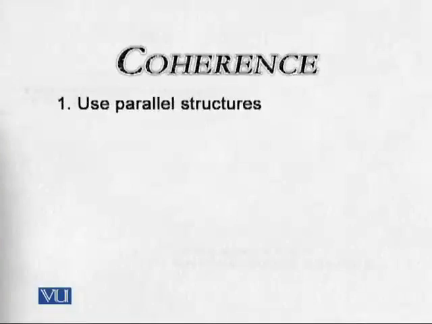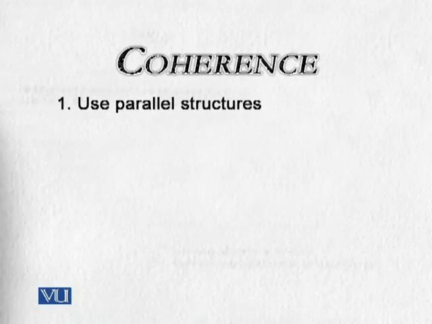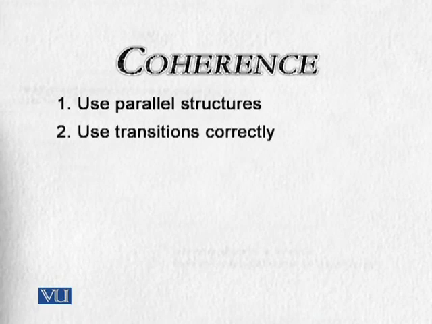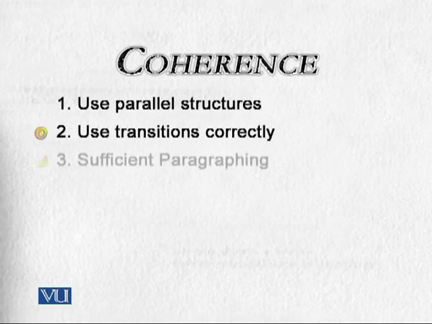How to achieve coherence in our writing? Well, do three things. Number one, have parallel structures in your writing. Number two, use transitions where appropriate. And number three, paragraphing. Now, what are parallel structure or parallelism?